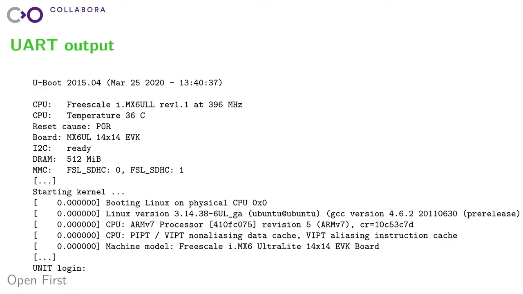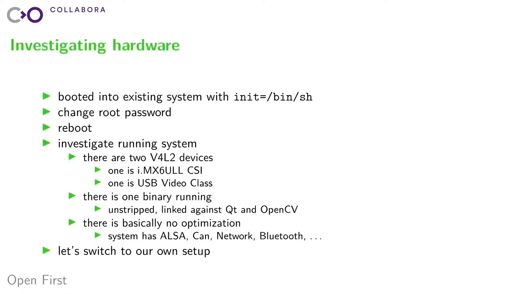The first thing that I tried was to just put in some obvious things like user or root or something. Nothing of that worked, but you can easily abort the boot process in U-Boot and then get a U-Boot shell and then do whatever you want, like replace the init or change the root password, and that way get full access to the system.